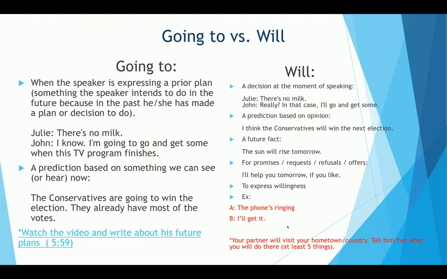Before we go over the examples, let's understand that most students will try to ask you what is the difference between going to and will, and there are slight differences. We use going to when the speaker is expressing a prior plan, something the speaker intends to do in the future because in the past he or she has made a plan or decision.